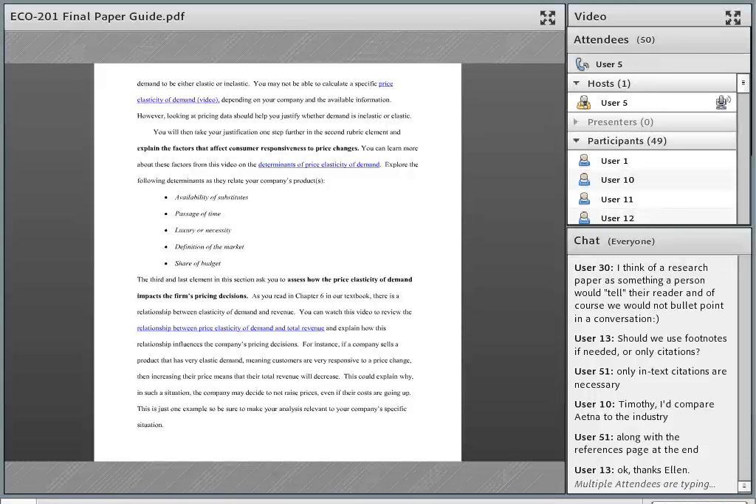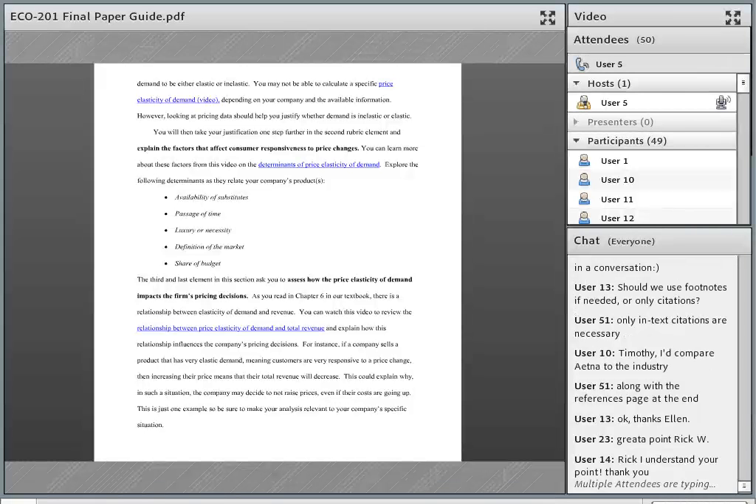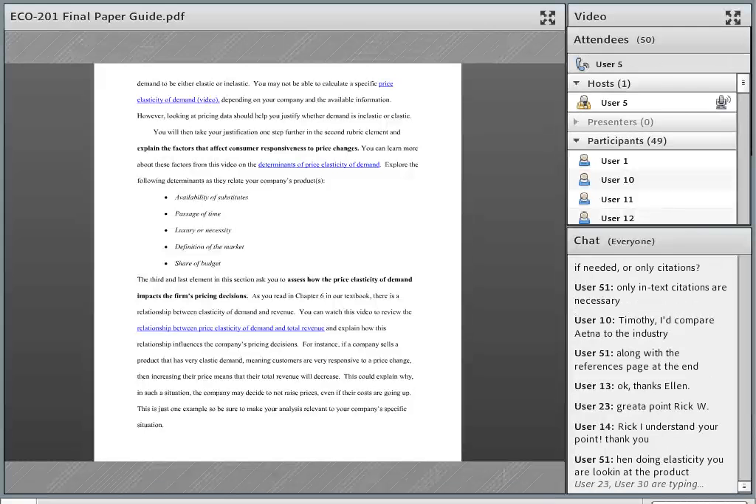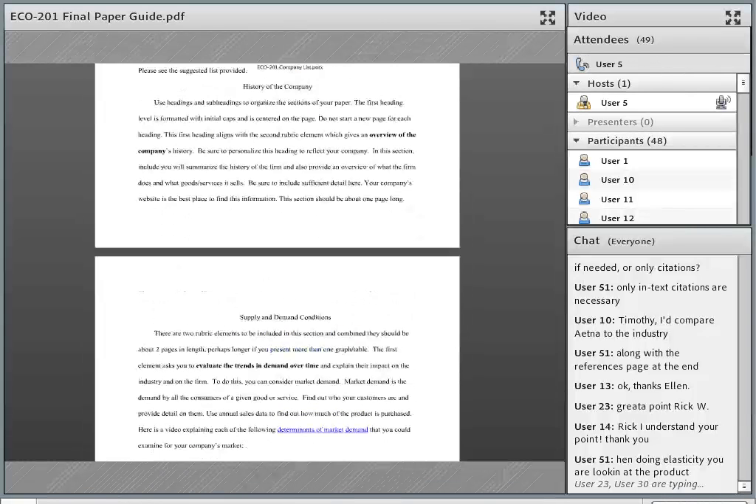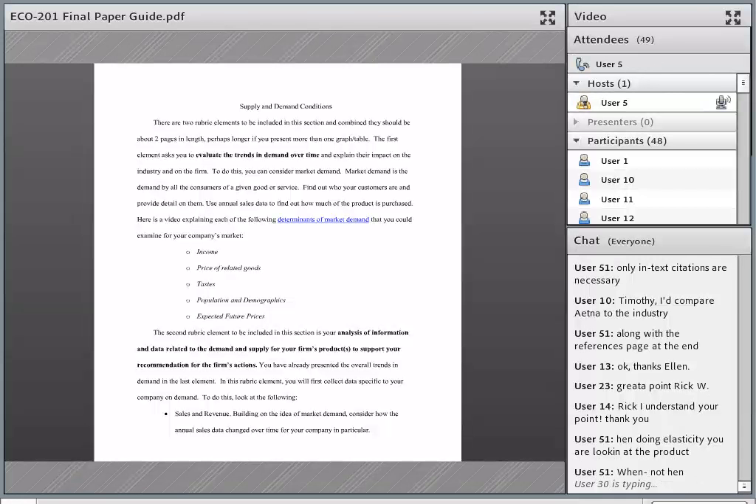Okay, so looks like there's a question about Aetna. Timothy asks, he's doing his paper on Aetna, and he asks if he would suggest using statistics from health insurance as a whole or focus on Aetna. So Timothy, it depends on which section of the paper you're working on. If we go back up to the first critical element in this section, supply and demand, you are looking at the whole market. So that wouldn't just be Aetna, that would be the entire health insurance market. So you're going to want to look at trends in demand there.